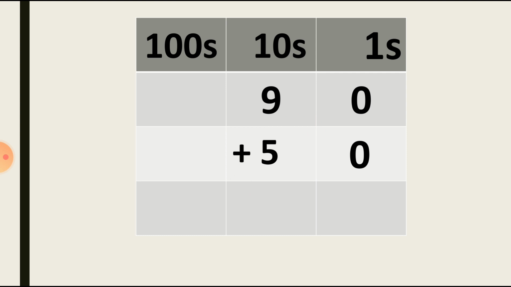So we can write down 0 under the ones column this way. Now let's move to the tens column. Here is 9 plus 5. So 9 plus 5 is equal to 14. So we can write 4 under the tens column and 1 under the hundreds column.